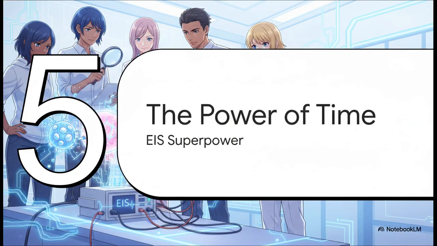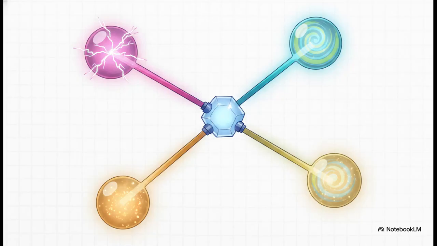Section 5. The power of time. This ability to mathematically untangle the cell brings us to the ultimate reason why EIS is considered the most powerful magnifying glass in electrochemistry. Let's pull all of these concepts together. In traditional DC voltammetry, all the processes happen at once, and they all contribute to the total current, which makes it almost impossible to tell them apart. It's honestly like trying to listen to 100 people shouting in a room at the exact same time. But EIS has a superpower.